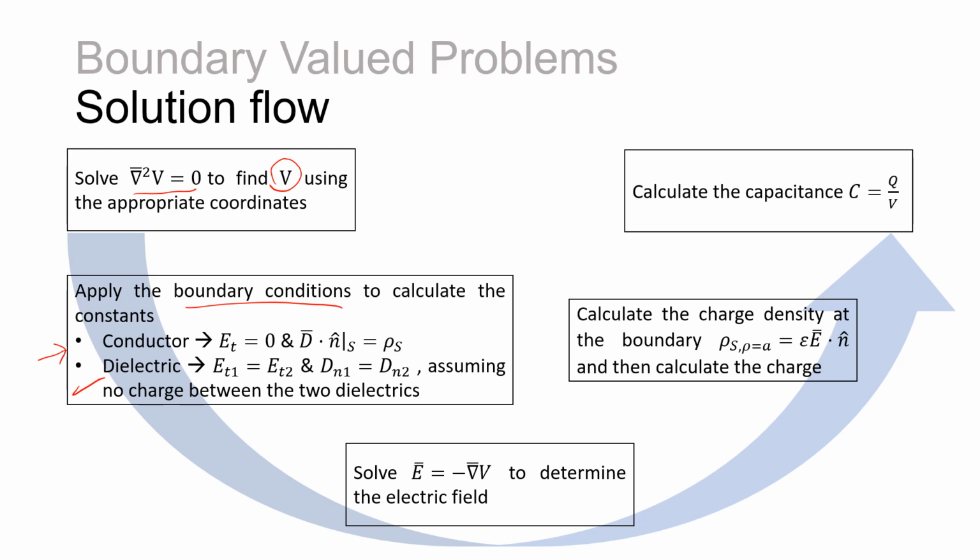Once we know V, we will apply the gradient relation between E and V to calculate the electric field E. Once we do so, now we know E, we can use the relation between E and rho s to calculate rho s. Then from rho s we can calculate the charge, and again we substitute in the equation C equal to Q over V to calculate the capacitance.